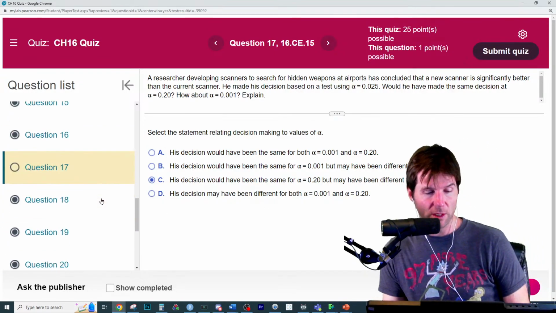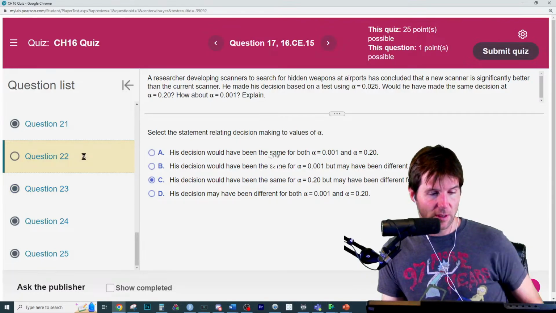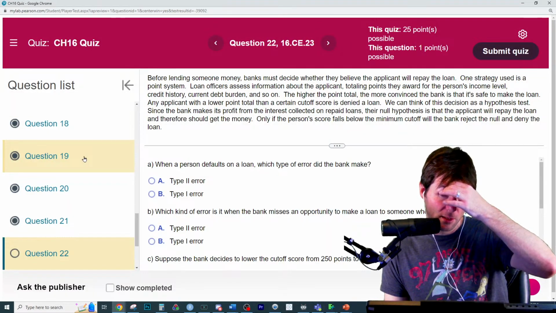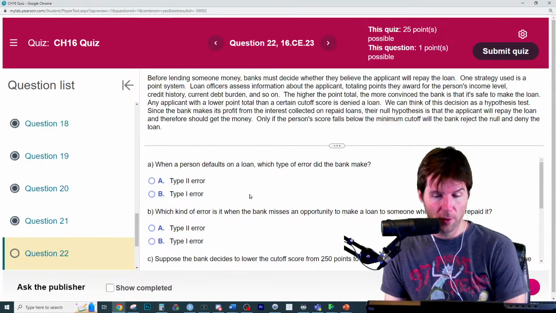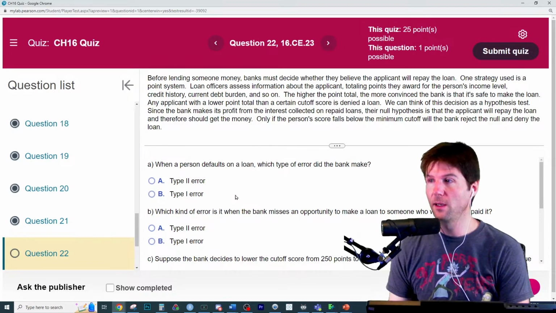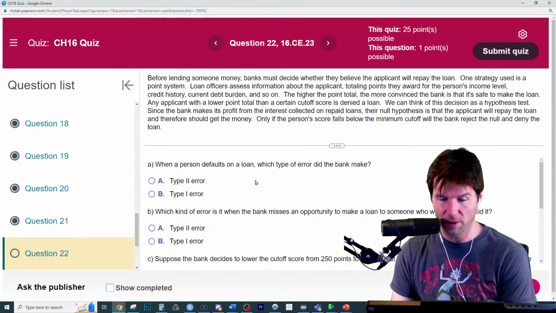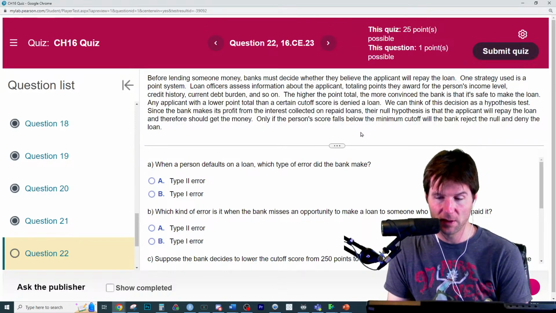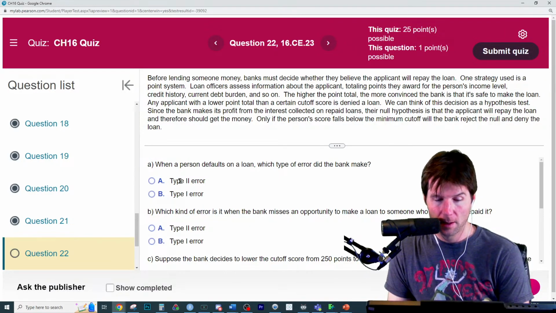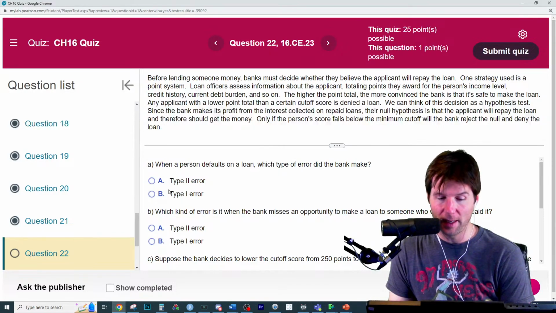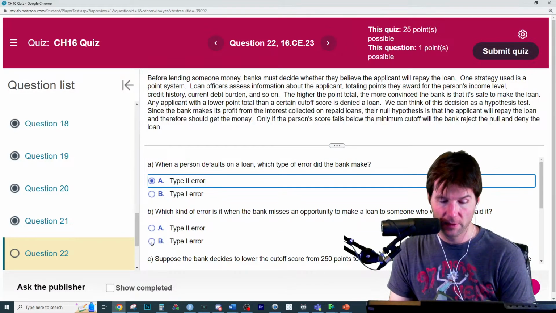We've done the majority of these questions. What did we miss? Like 3 questions today? We only missed 2 or 3, did we? So person defaults on a loan. Which type of error did the bank make? So the bank needs evidence not to give them a loan, right? Oh, wait. The more convinced the bank is that it's safe to make the loan. So we can think that, since the bank makes its profit from doing loans, they will repay. If a person defaults, then the bank failed to reject the false null.